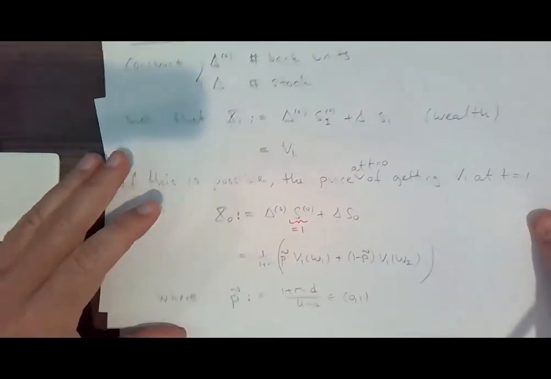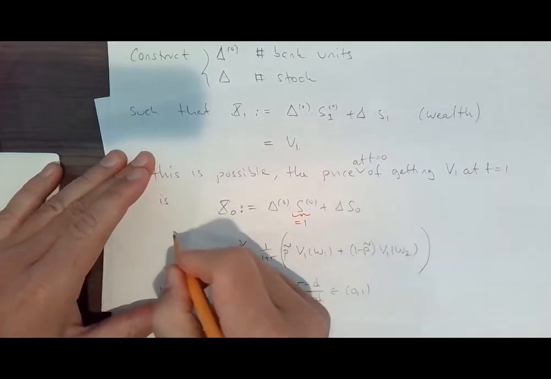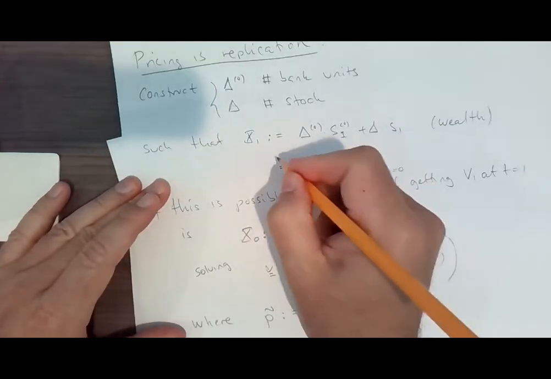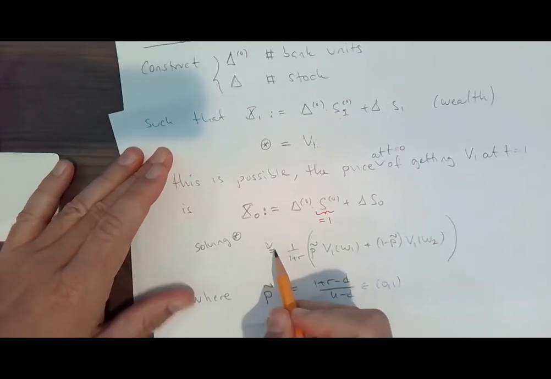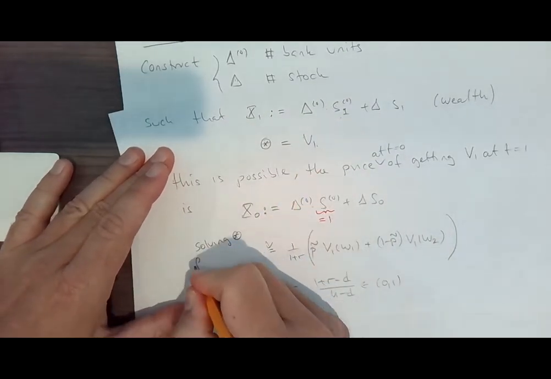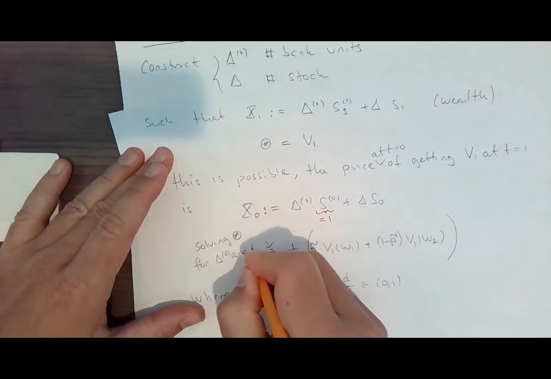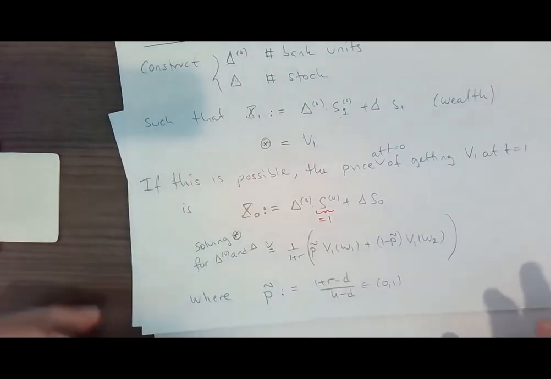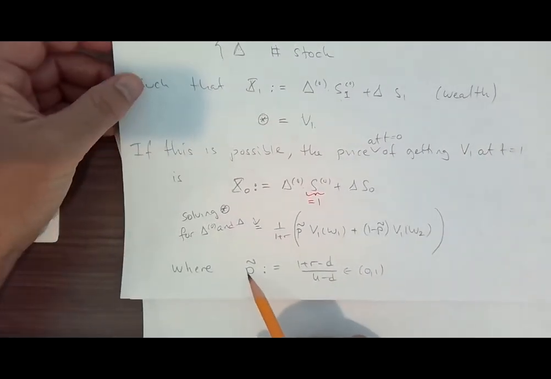So there are other ways of deriving this p tilde. This here is what we saw from Mathematica. This came out by solving this question, this star here. This equality sign here came from solving star for delta naught and delta. That's how we got this equality sign. Let me show you another way to get this p tilde.